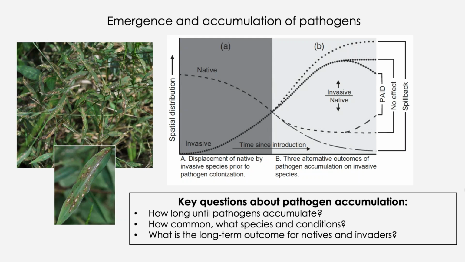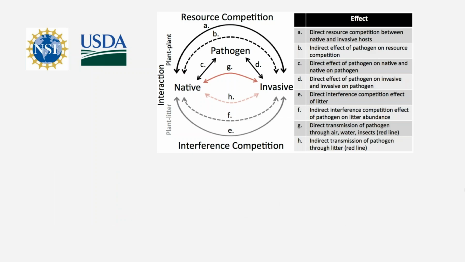And to get at this last question in particular, we've been conducting a series of field experiments trying to put together all the possible interactions between native species, invaders, and pathogens, and how they may interact with each other in terms of resource competition or plant-plant interactions above ground, in addition to interference competition or plant litter interactions where the pathogen is moved through invader litter, which then may have consequences for native species.